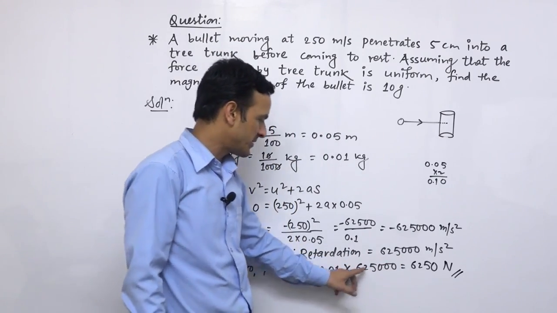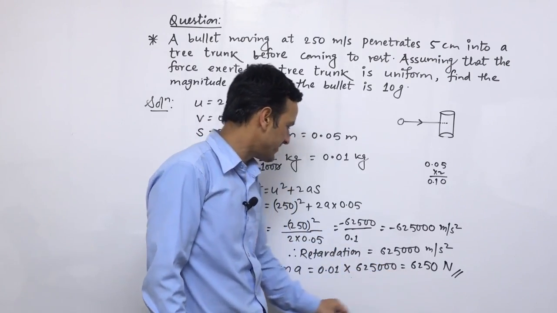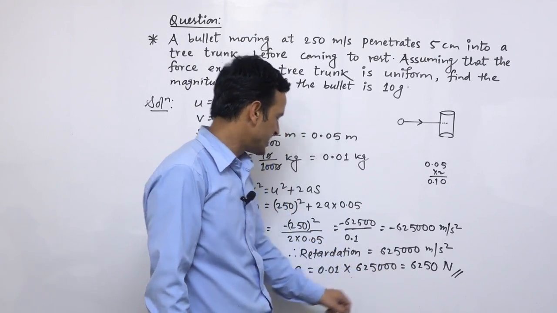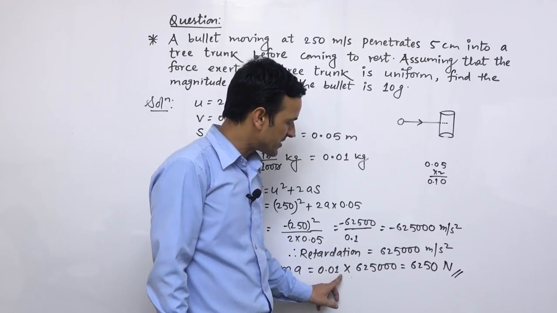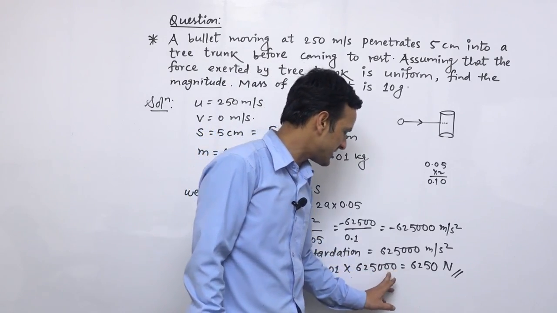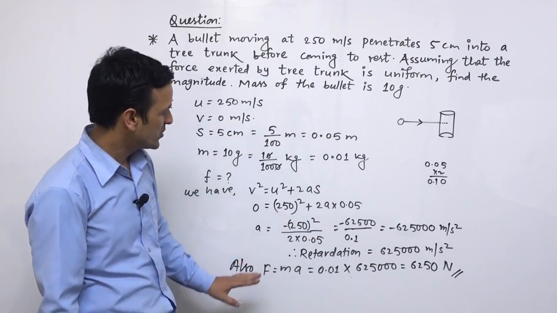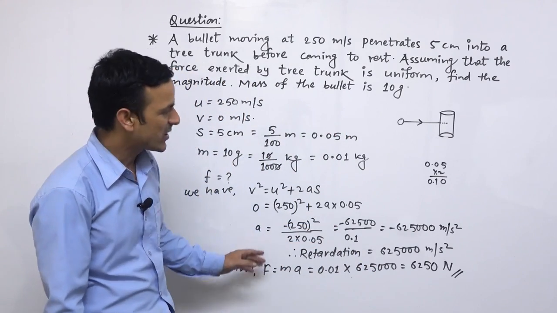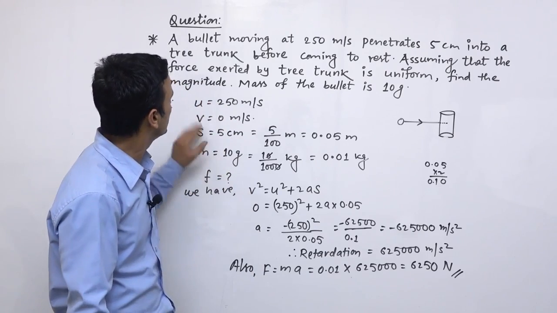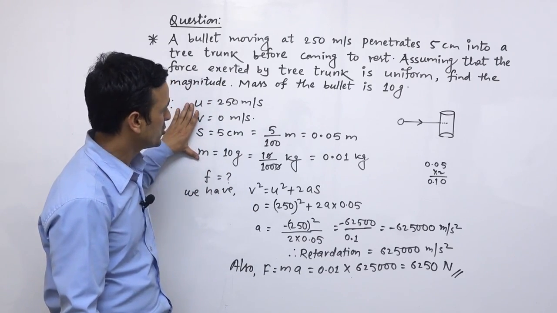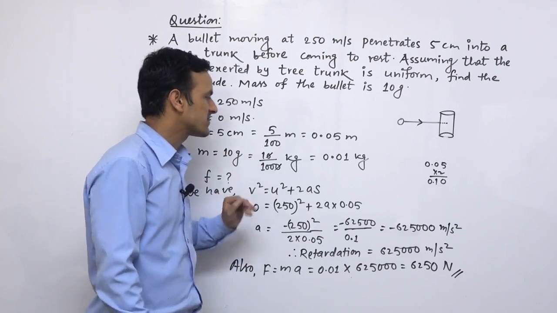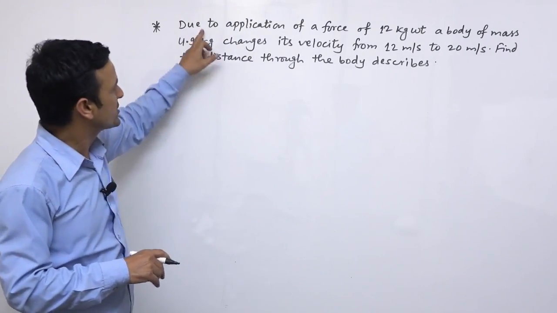So 0.01 times 625 into 1 means 625 and 000 is here, but we have two numbers after the decimal, so two zeros cancel from here and only one zero is left. So in this way force is calculated from the given information. In this way we can solve this problem. So now we have this question.